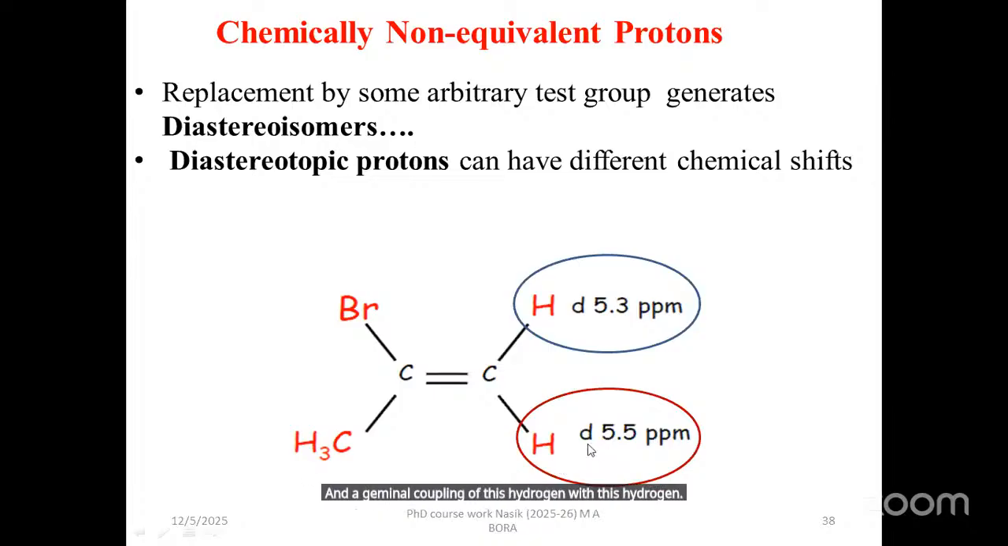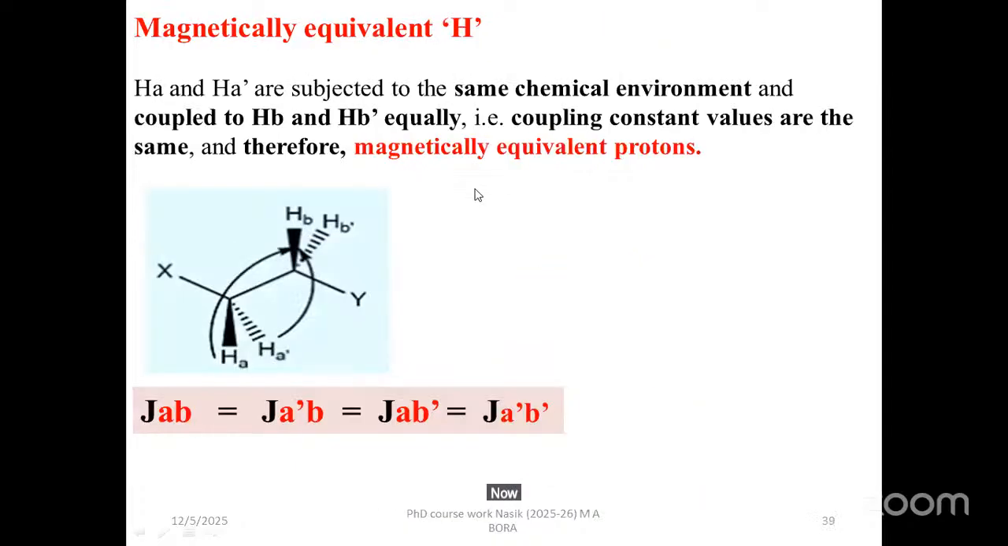As well as this hydrogen, no doubt it is coupled with this proton, but it will also be coupled by long range with this CH3. So now we will not simply calculate the splitting pattern by n plus 1, because we're not talking about vicinal coupling here; we are talking about geminal and long range coupling. So the splitting will be second order splitting and not first order. Only first order splitting can be worked out using Pascal's triangle, not second order splitting.